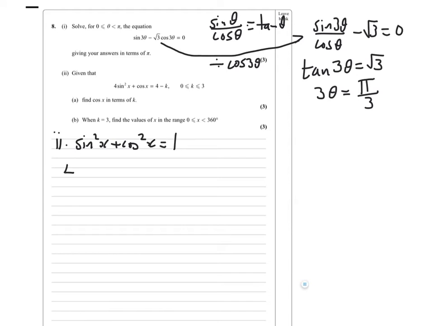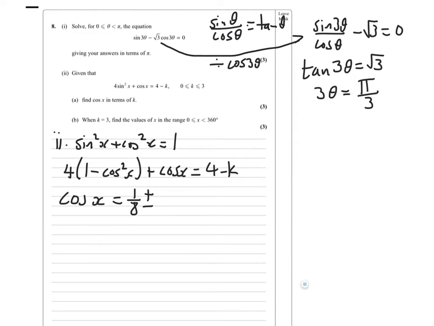So how I plug that in initially is I do 1 minus cos squared theta, because I can't solve anything until all the trigonometrical bits are the same thing. Equals 4 minus k. Now multiply that out and simplify, and I should end up with cos of x equals 1/8. Use the quadratic formula. It's a little bit nasty, well, it looks nasty. It's not too bad actually, its bark is worse than its bite, I think. It equals k over 4.